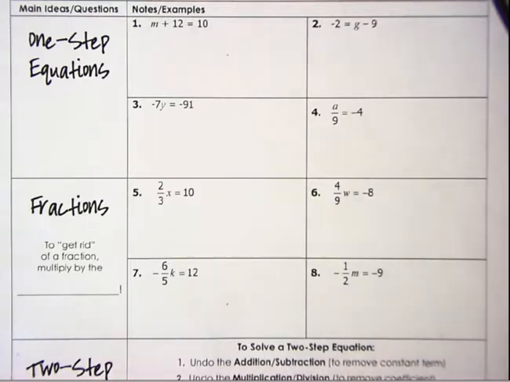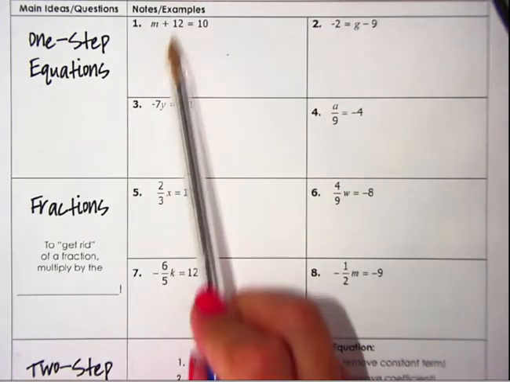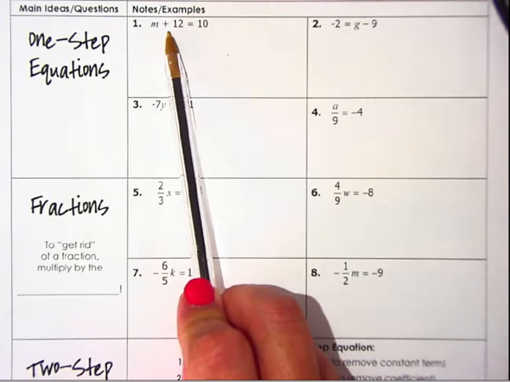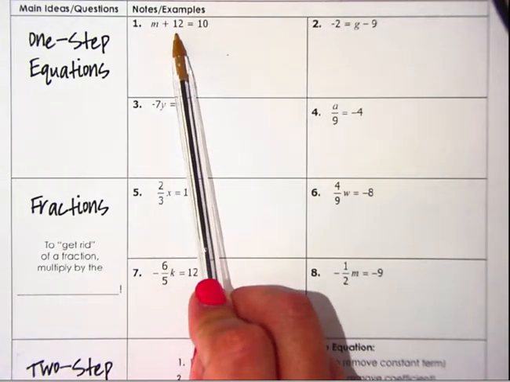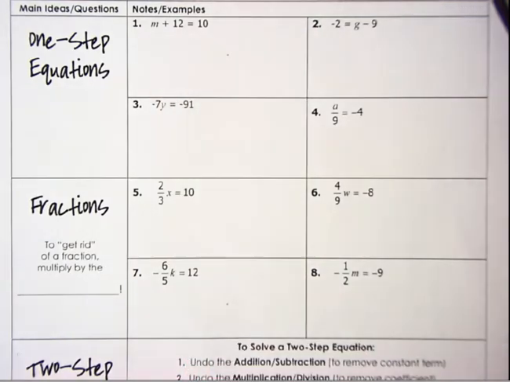So we're going to talk about one-step equations first. With a one-step equation, basically what you're doing is you're looking at what operation you have between the variable that you're trying to solve for and the number that's on the same side as the variable, and you're going to use the opposite operation to get rid of it.